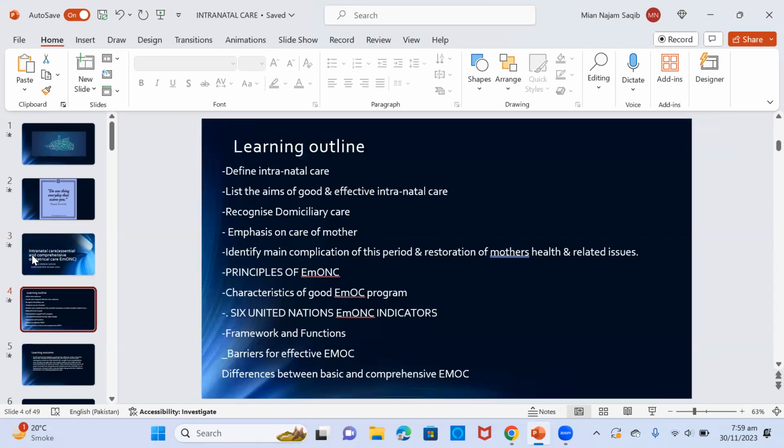Learning outline for today is define intranatal care, list the aims of good and effective intranatal care, recognize domiciliary care, emphasis on the care of mother, identify the main complications of this period and restoration of mother's health, principles of EmONC, characteristics of a good EmONC program, 6 United Nations indicators, framework and functions, barriers for effective emergency medical obstetrical care, and differences between basic and comprehensive care.